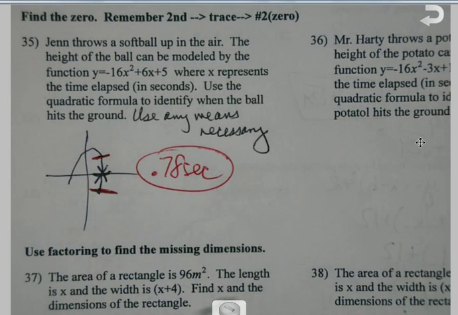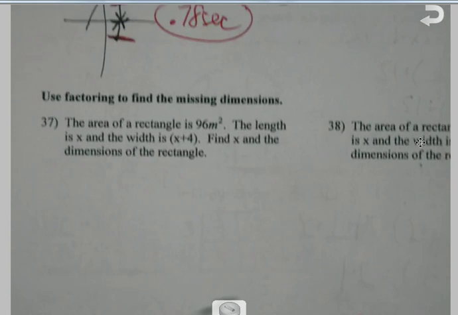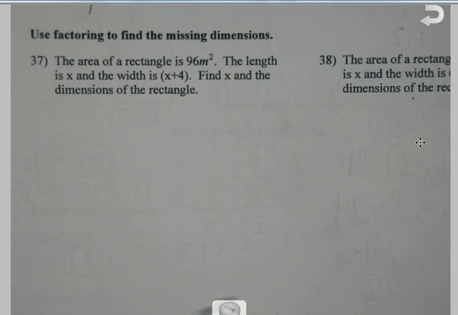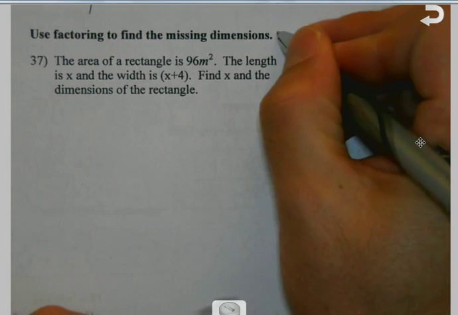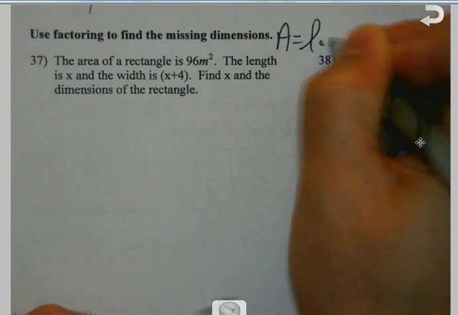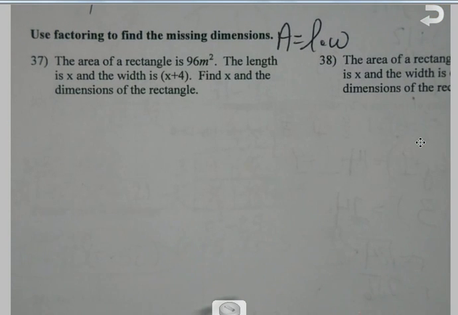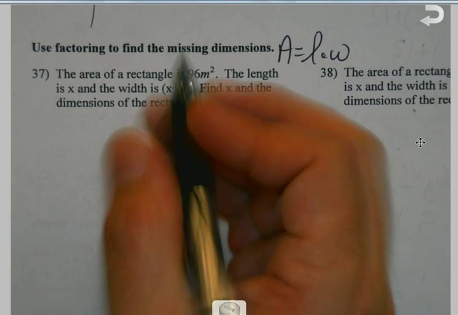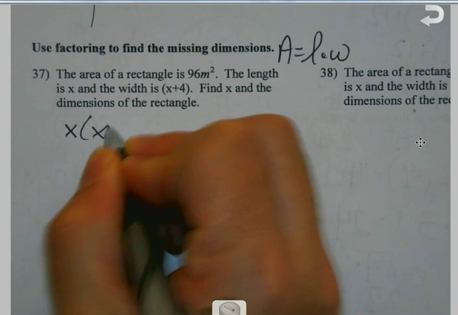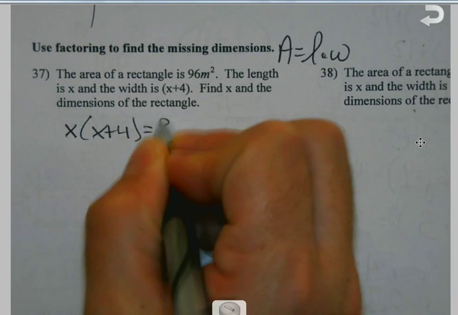And finally, the other problem we had issues with on the last quiz, okay? The area of a rectangle is 96 square meters. The length is x and the width is x plus 4. Find x and the dimensions of the rectangle. Okay, area is length times width. So, what do I know? Well, I know length, I know width, I know the area.